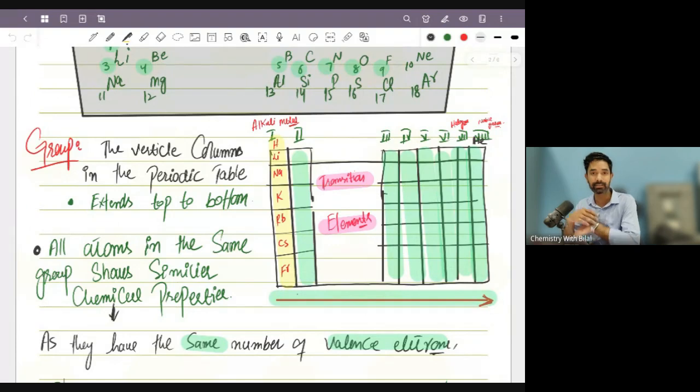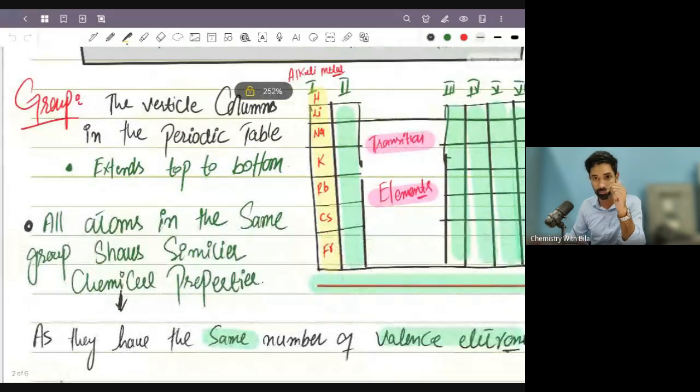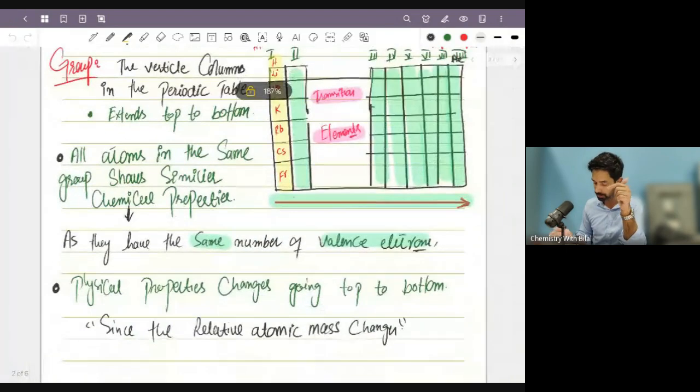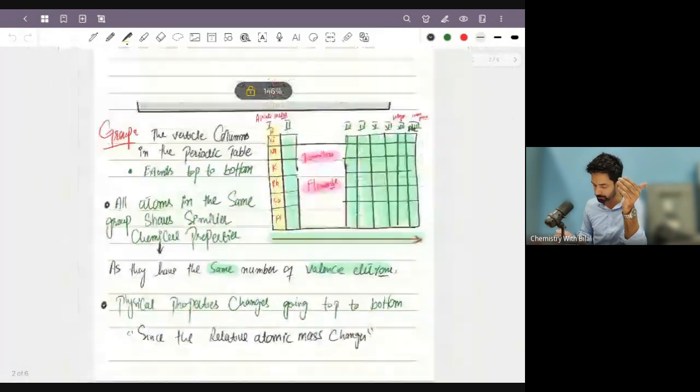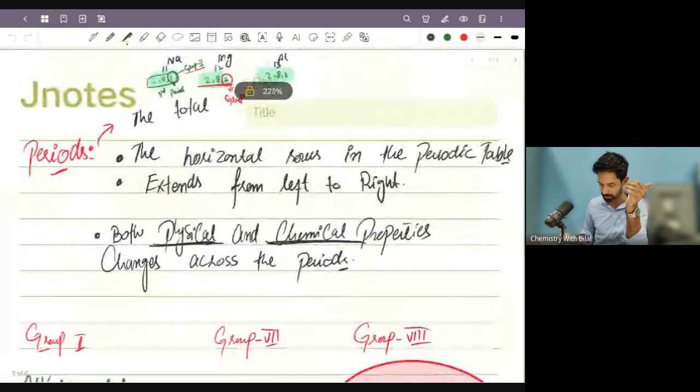The periodic table is designed in such a way that we have groups and periods. Groups are the vertical columns in the periodic table, and in the same group, all the atoms have the same number of valence electrons. Since the valence electrons remain the same in the same group, they show similar chemical properties, and they show different physical properties because the relative atomic masses are different.